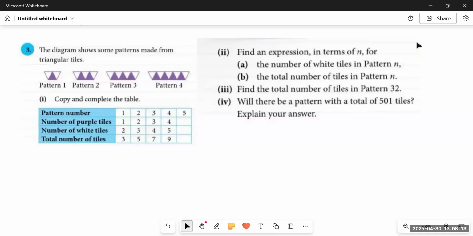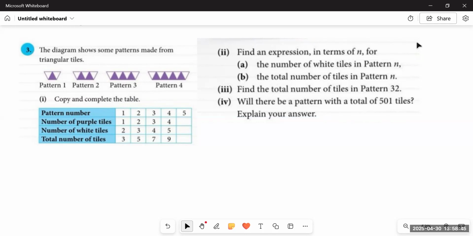Let's talk about question number 3, in which we are provided with the pattern having 3 triangles. In the first one, one of the triangles is shaded and the other 2 are not. Similarly, in pattern number 2, 2 triangles are shaded and 3 are not. Then in the third pattern, 3 triangles are shaded and 4 are not. So if we notice, in pattern number 1 we have 1 triangle, pattern number 2, 2 triangles, third, 3 triangles, and so on.